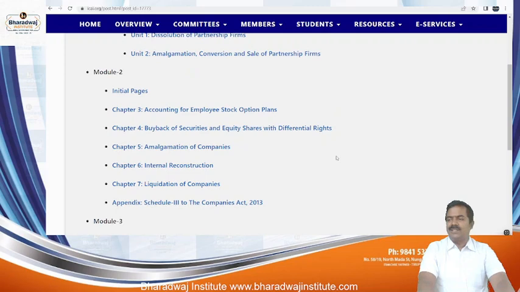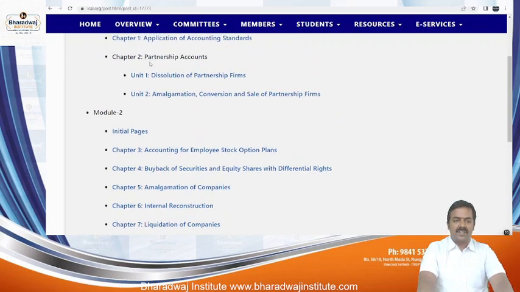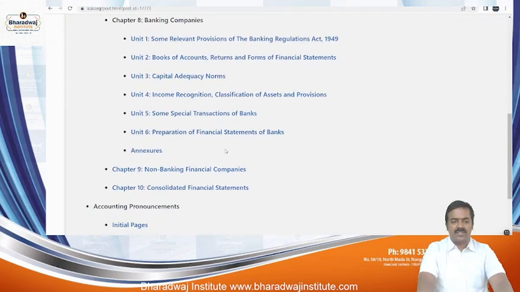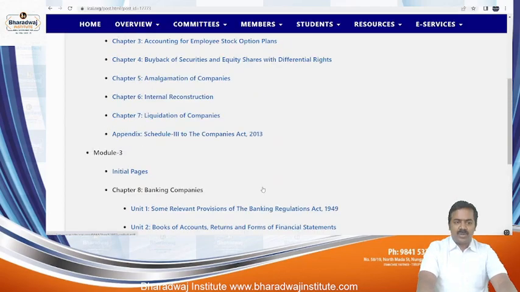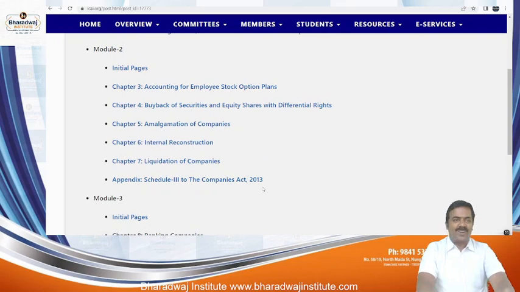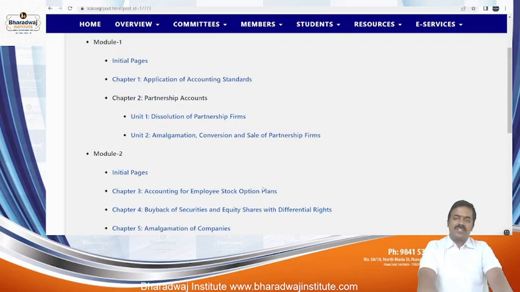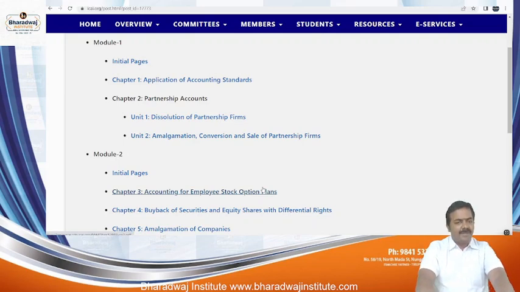We can group them into 6 or 7 topics. Partnership is there, company accounts is there, then we have the format-based accounts like banking company accounts, then we have consolidated financial statements. So which topic is important for the examination? All the topics are important because only 6 or 7 topics are given. We cannot make a choice that this is important and this is not. We'll ensure that your syllabus is done at least 30 days before the exam, including revisions or whatever is required.